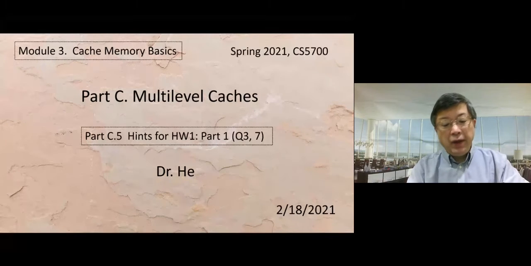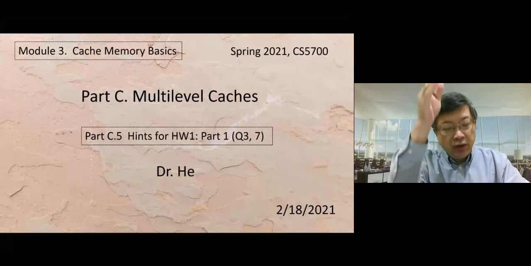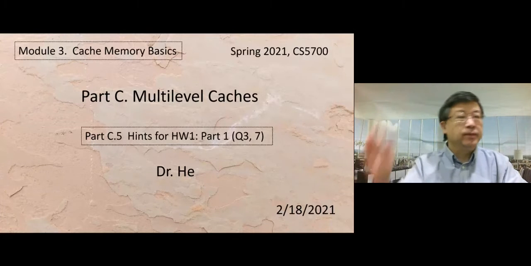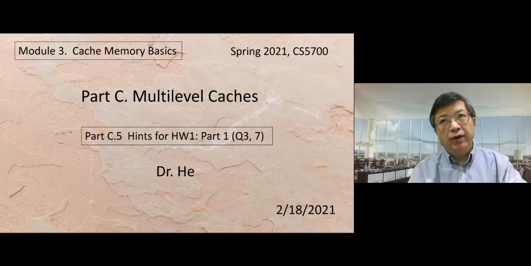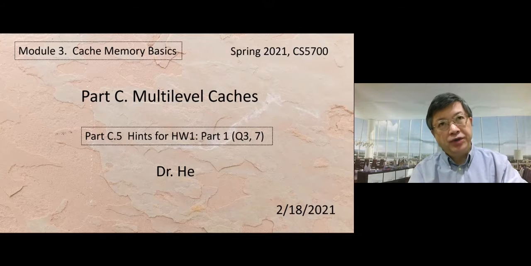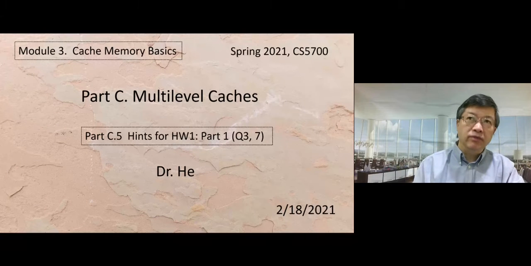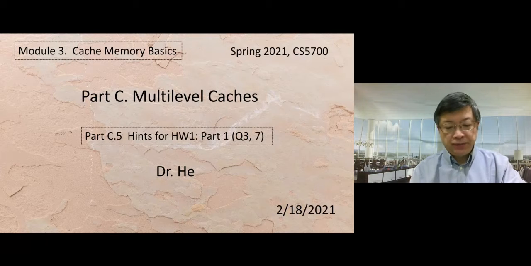Part C.5, hints for homework 1, part 1, Q3 and 7. Because we have 10-something minutes, I like to explain 2 questions in our first homework assignment.